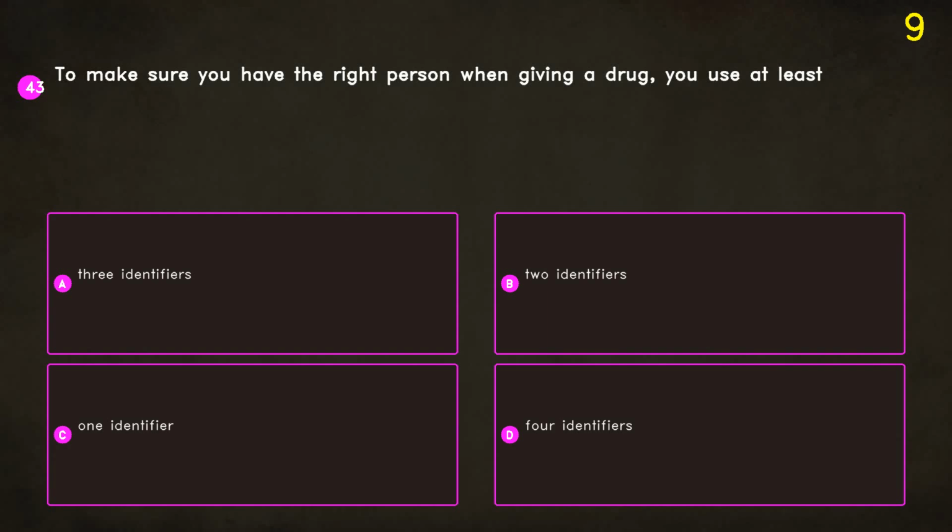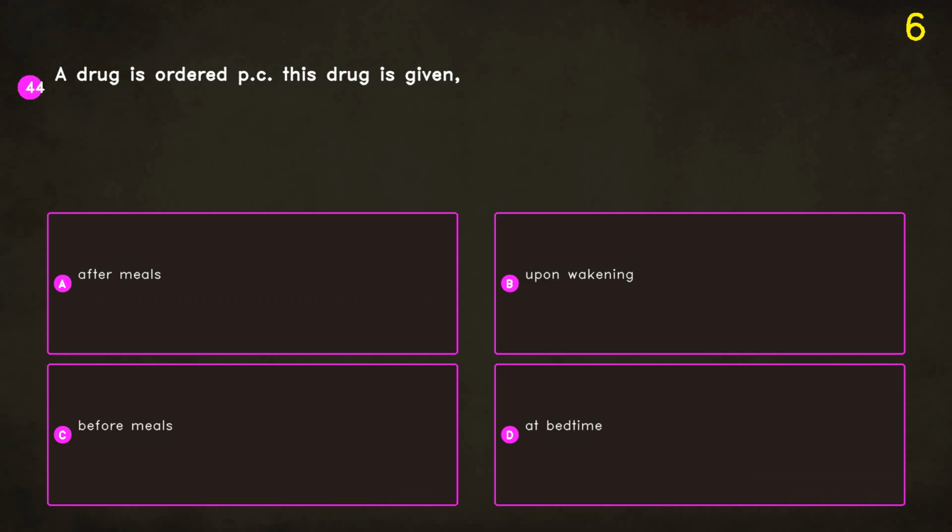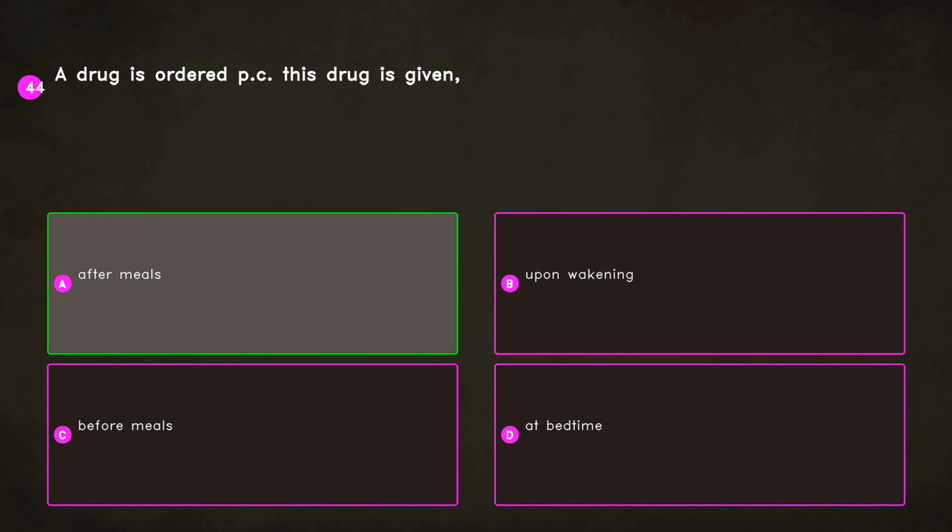Question 43. To make sure you have the right person when giving a drug, you use at least A. 3 identifiers. B. 2 identifiers. C. 1 identifier. D. 4 identifiers. The correct answer is 2 identifiers. Question 44. A drug is ordered PC. This drug is given A. After meals. B. Upon wakening. C. Before meals. D. At bedtime. The correct answer is after.